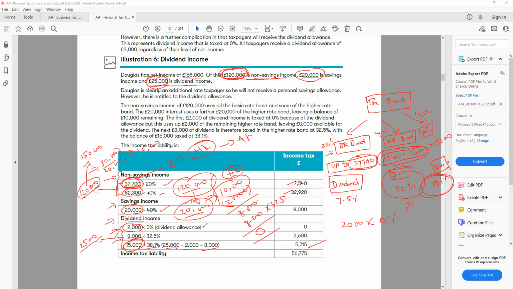The dividend treatment is a little bit different because the rate for the dividend is different. For the basic rate it is 7.5, for the higher rate 32.5, and for the additional it is 38.1.